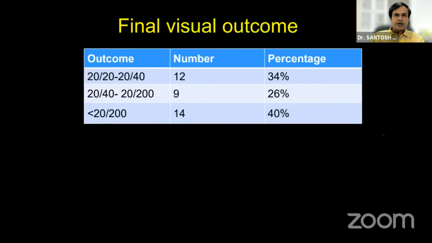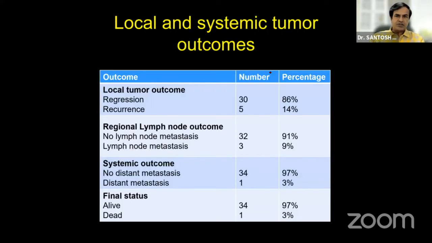And in our series, we had a reasonably good outcome. Final visual outcome was as shown here. Majority of patients maintained reasonable vision. And regression in our series with primary treatment alone was in 86%. 5, of course, recurred, and they responded to secondary treatment, which was reinitiation of chemotherapy, and in 1 patient, exenteration and radiation. So at the end of follow-up, 97% had good outcome. They were alive, and 1 patient had succumbed to metastasis.